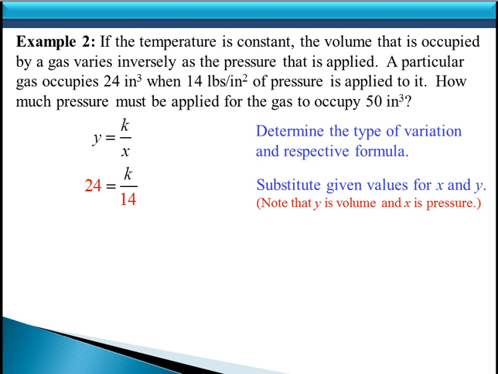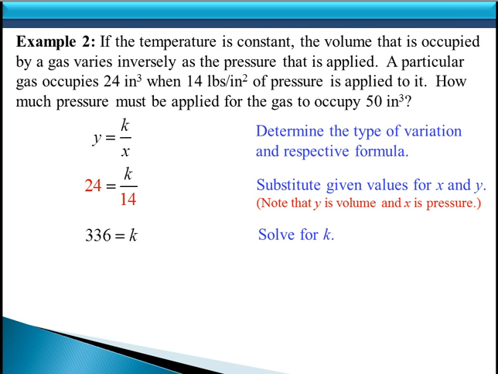So we're going to substitute in place of the volume, which is our y, we're going to put 24 in there. And then in place of the x, which is the pressure, we're going to plug in 14. And that's going to help us to find the k for this particular gas. So now we solve for k, so multiplying both sides by 14 will help us to solve for k. And when you do that, you should get 336. And remember, k is just a constant, it's just a number, and that's going to be used to help us find how much pressure must be applied for the gas to occupy 50 cubic inches.